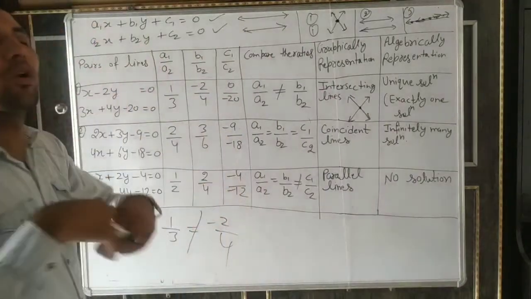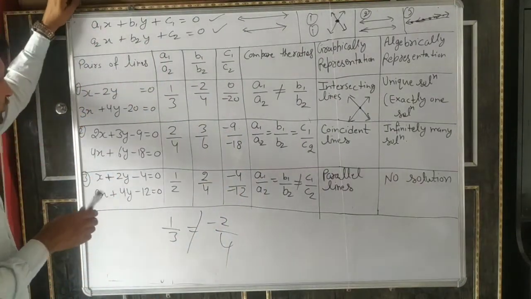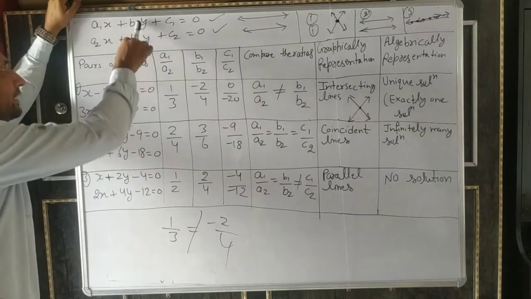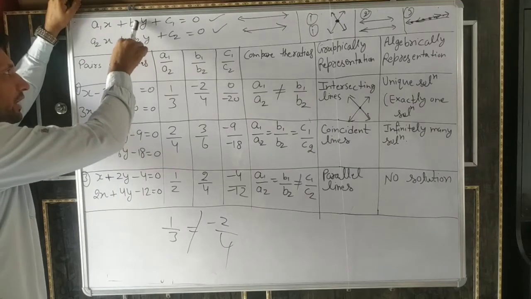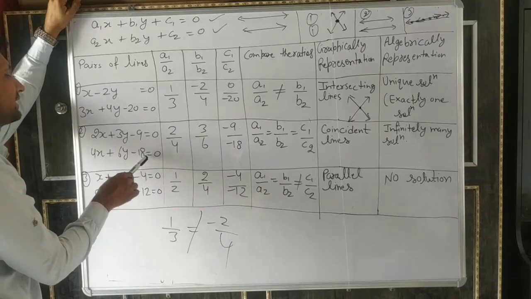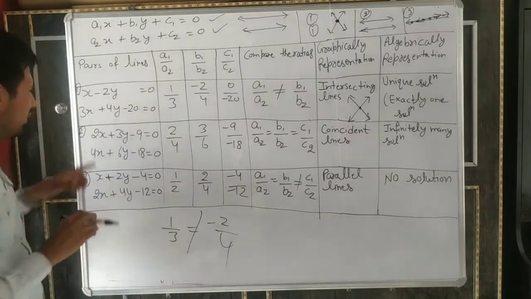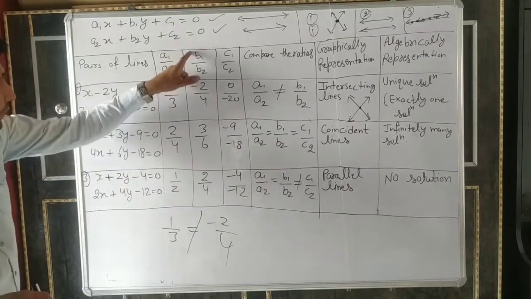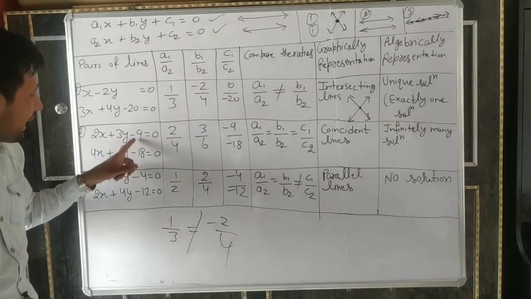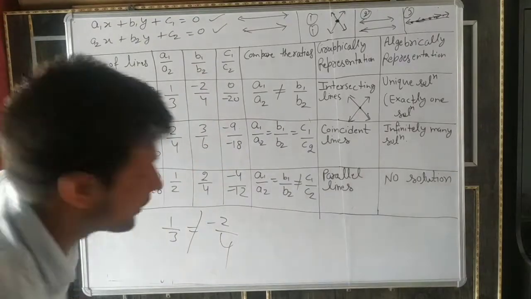Same as here. Suppose we take one more example. It is just an example, don't be confused. 2x plus 3y minus 9 equal to 0, and 4x plus 6y minus 18 equal to 0. It is also a pair of linear equations in two variables. Again we will find A1 by A2: 2 upon 4. B1 by B2: 3 upon 6. C1 upon C2: minus 9 upon minus 18.